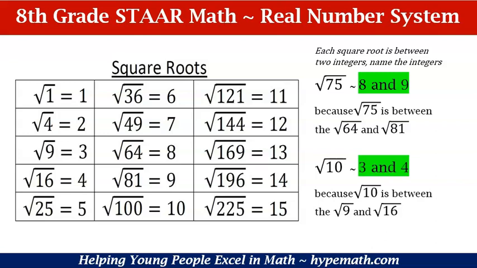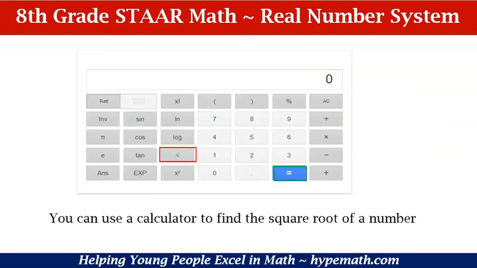Finally, the square root of 10, the integers are 3 and 4 because the square root of 10 is in between the square root of 9 and the square root of 16. We can see based on our chart that the square root of 9 is equal to 3, and the square root of 16 is equal to 4. And that is an example of when given a square root, how you can find the two integers that square root falls in between.